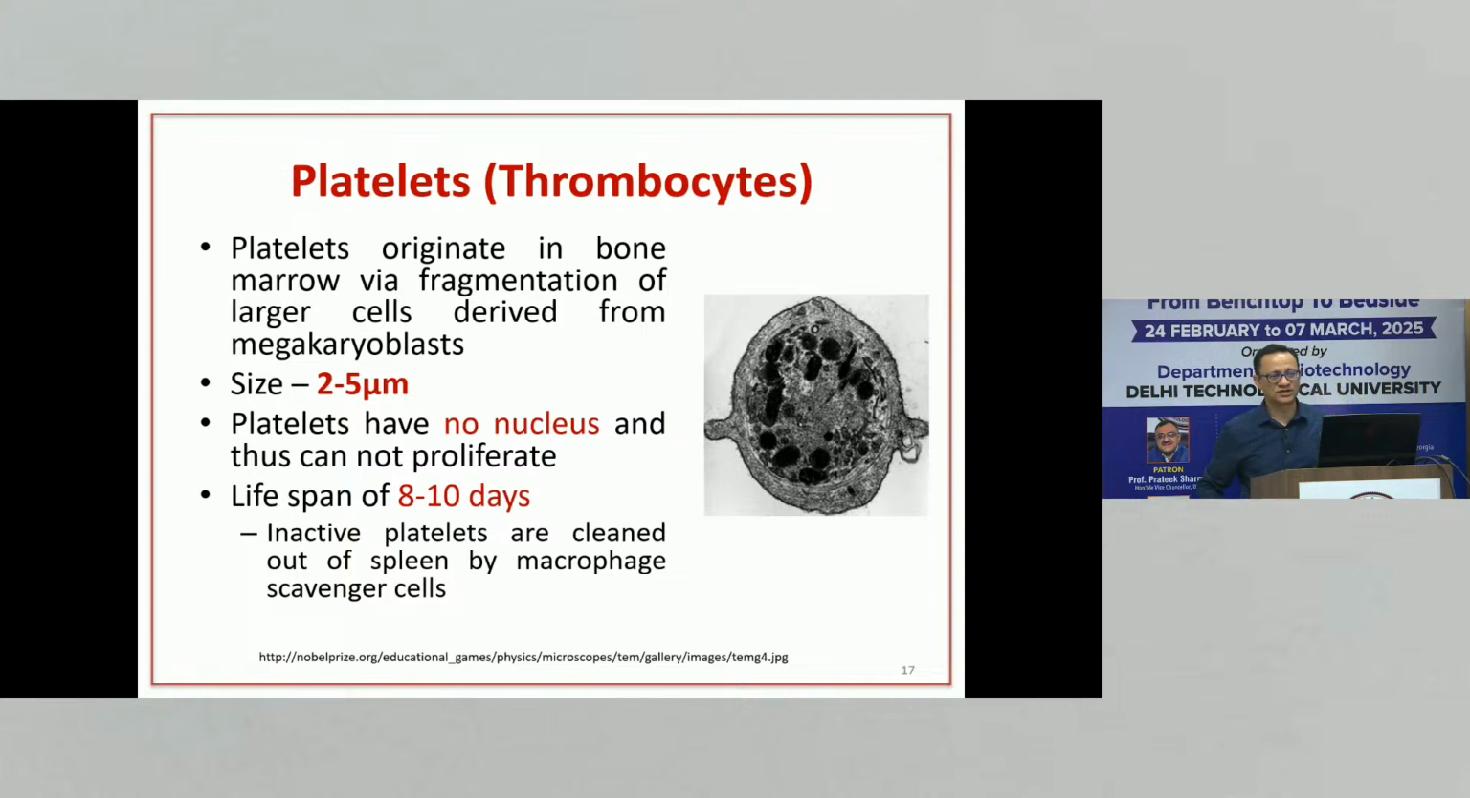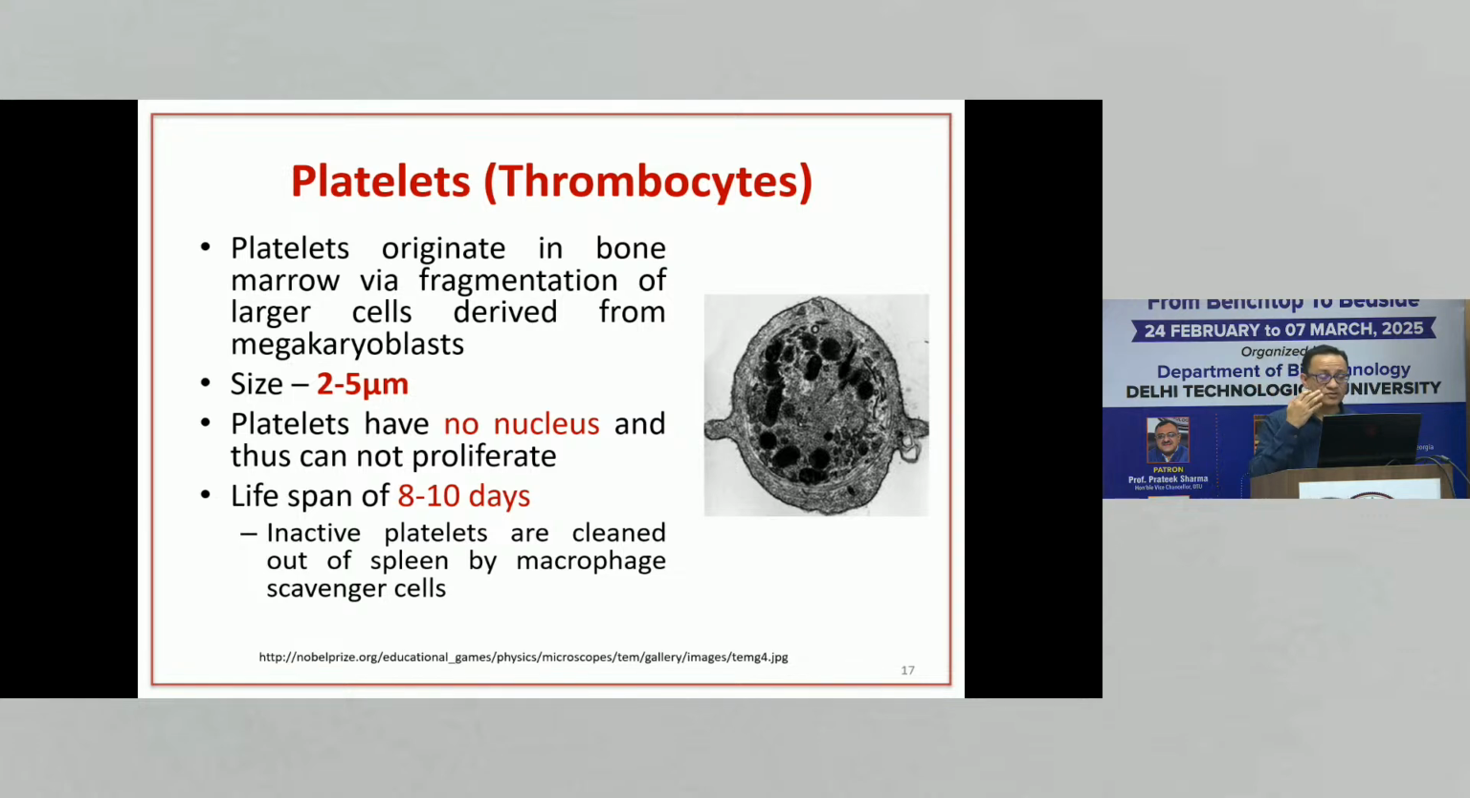Okay, now it's more interesting. Thrombocytes, or platelets, are also called thrombocytes. Why? What is thrombocytes? Fragmented part. Yes, so first, platelets are made from megakaryoblasts which break down into platelets, but they are also called thrombocytes because they can lead to thrombosis, and thrombosis is basically clotting.